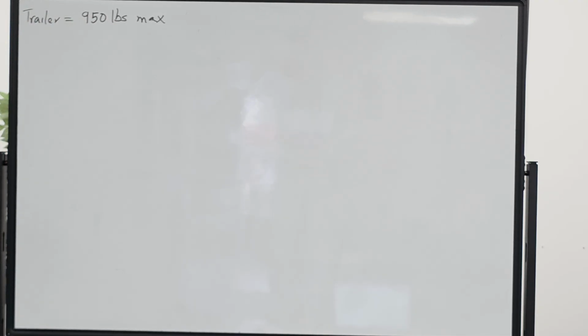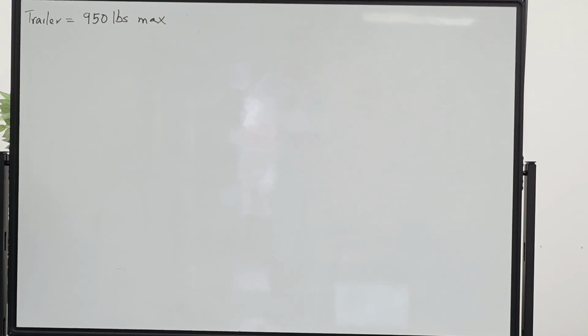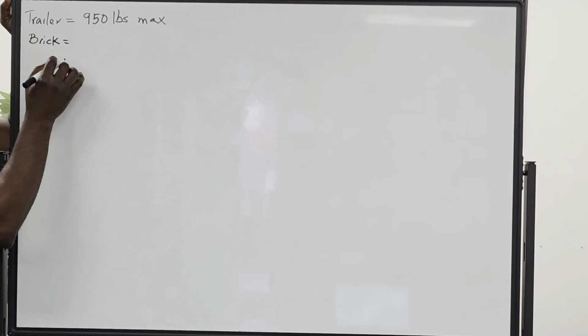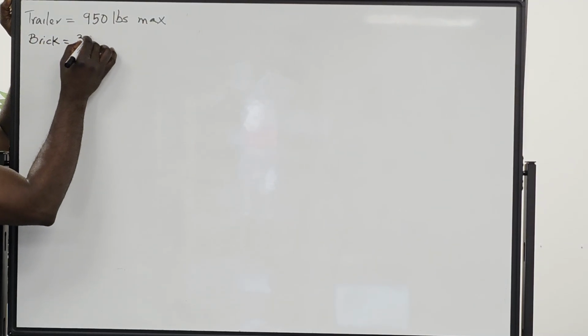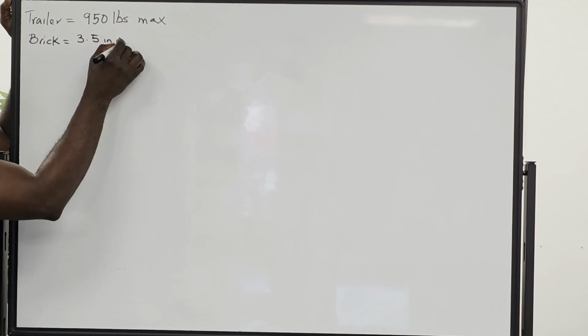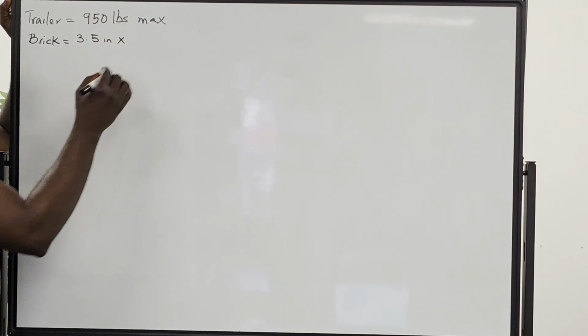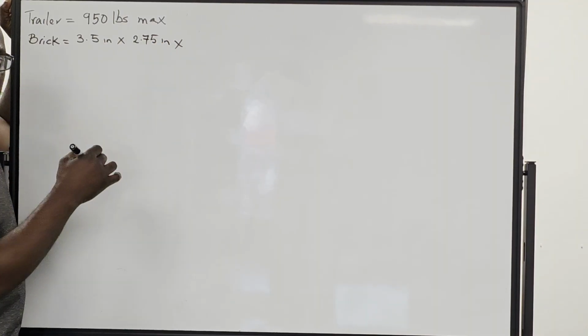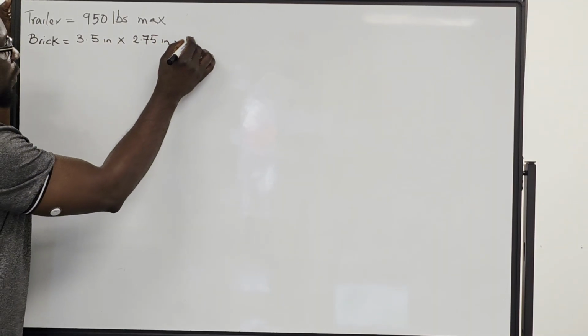Each brick is a solid rectangular prism with dimensions. So the brick has dimensions of 3.5 inches by 2.75 inches by 8.5 inches.